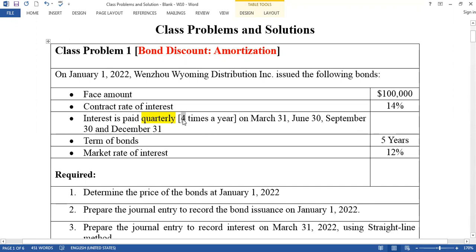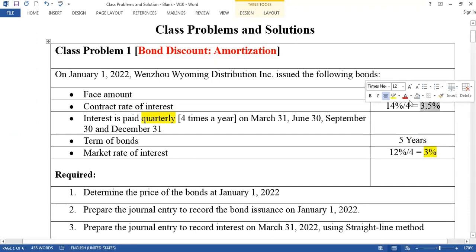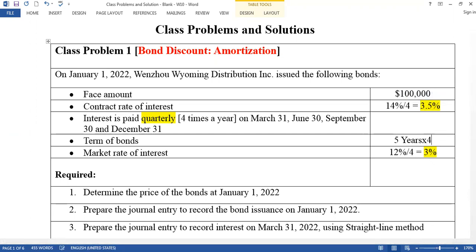So based on this, since interest is paid 4 times a year, we have to compound our interest rate and the term of the bond. 14% divided by 4 equals 3.5%. So the new interest rate is 3.5%, the contractual interest rate. What about the market interest rate? 12% divided by 4 equals 3%. So the market interest rate is now 3%, and the contractual rate is 3.5%. We also have to compound our time periods: 5 times 4 equals 20. So the new compounded time period is 20.